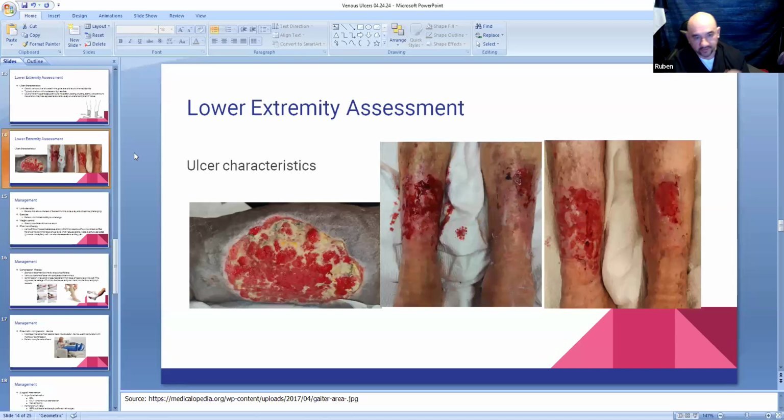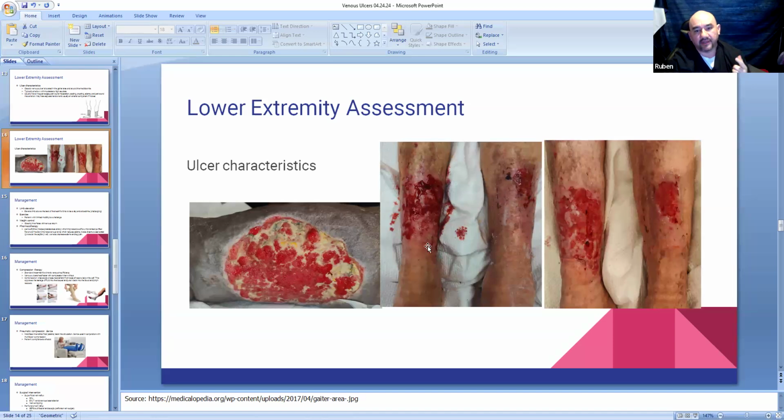And every now and then I throw some pictures in there. So that's a rather large venous ulcer here. And this patient had a vac on, so you can kind of see how it's real vibrant, beefy red granulation tissue. And they're also undergoing compression.